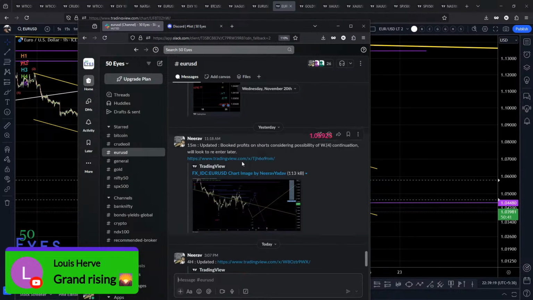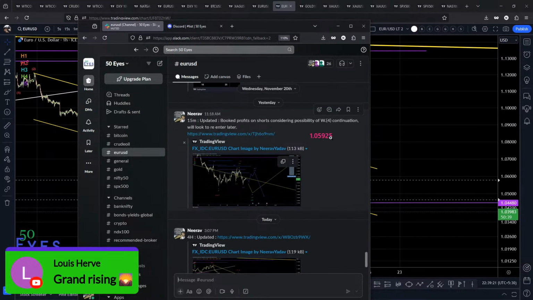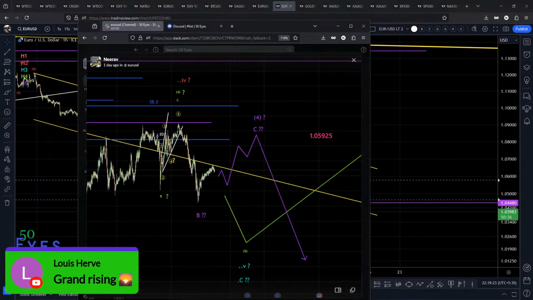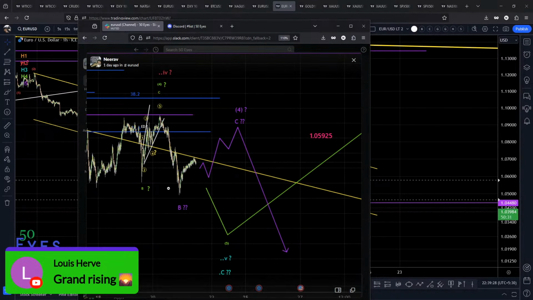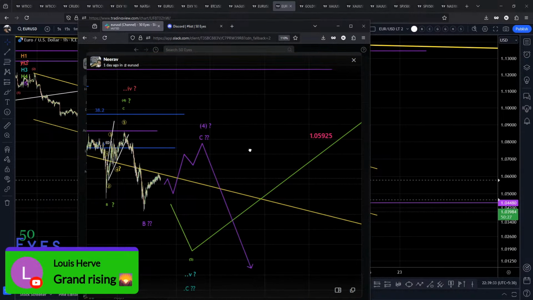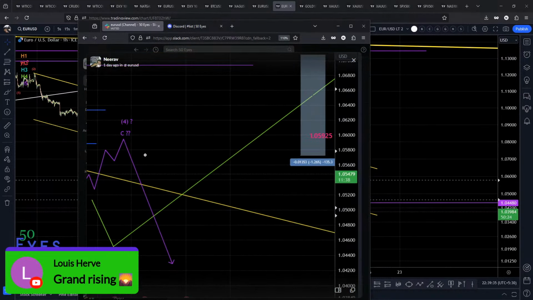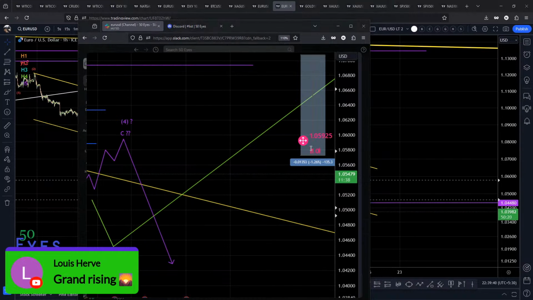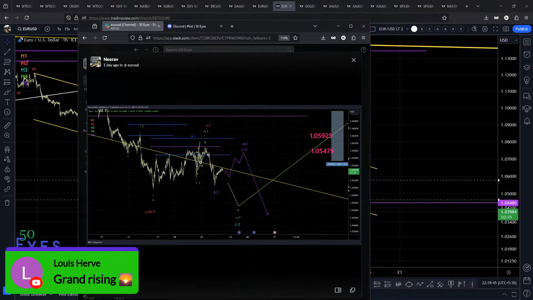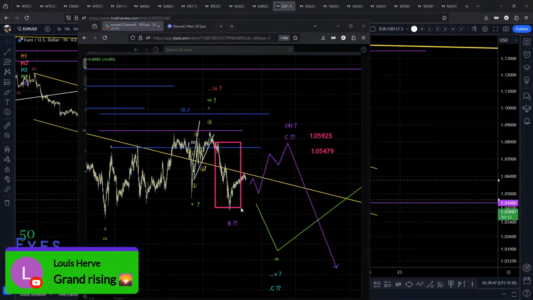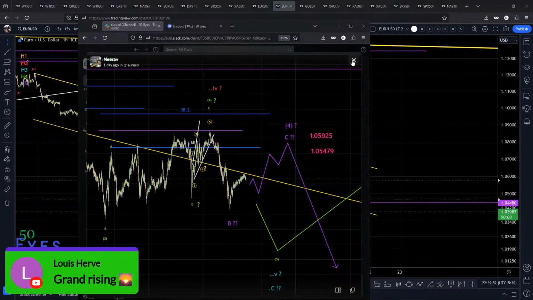Following the market, book profits on all shorts, considering possibility of A4 or whatever. Let's see, 1.05479. So I was considering the possibility of 4 continuation, double bracket degree. It's a complex count. It didn't play through, and it's relegated at this point. So not much point discussing it. 1.05479. So you can see for yourself the movement we captured is here to here. That's a pretty good move as per my own understanding of this market.